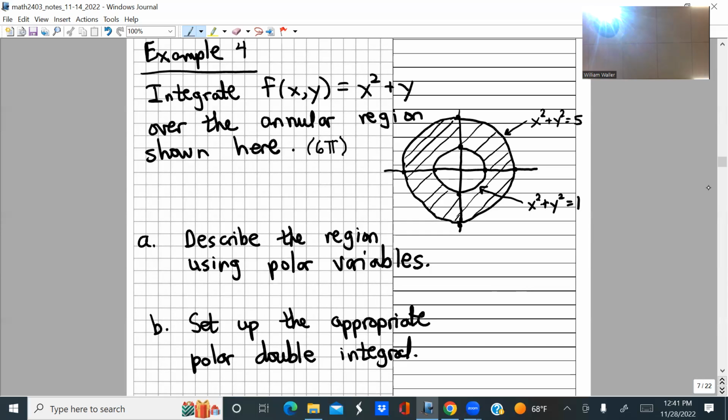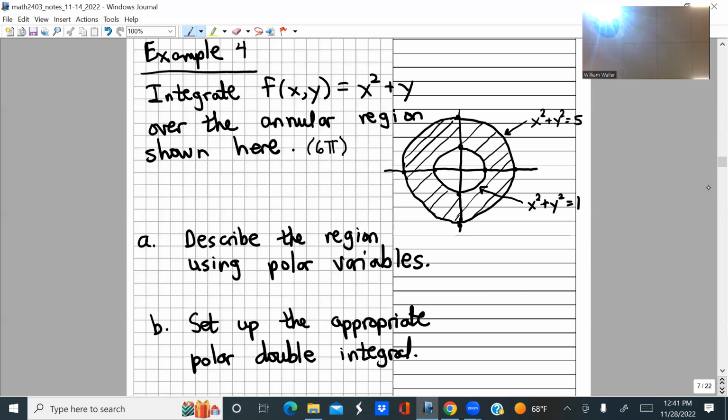This donut region is called an annular region. You see that it's difficult to describe that region in rectangular coordinates. That's a hard region to describe, but it's very easy to describe in polar coordinates. That's why it's convenient to convert this volume problem, which is going to be a double integral problem, to polar coordinates.